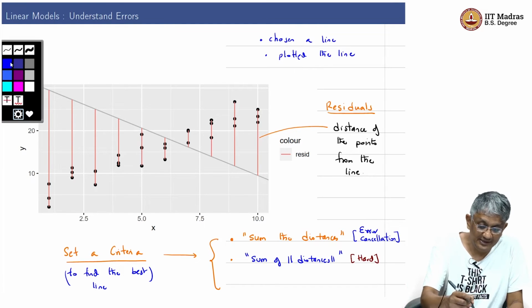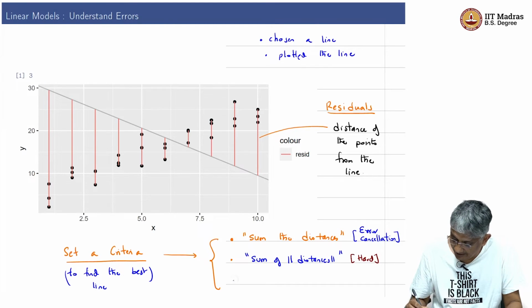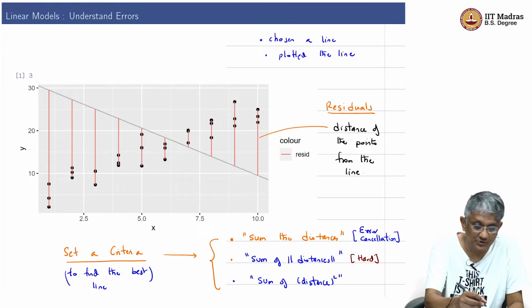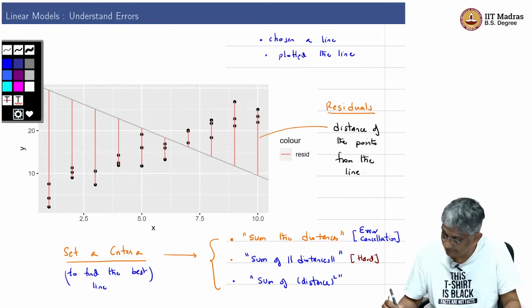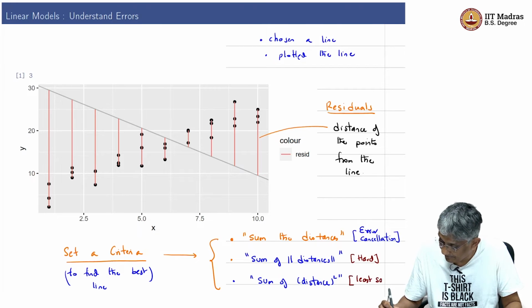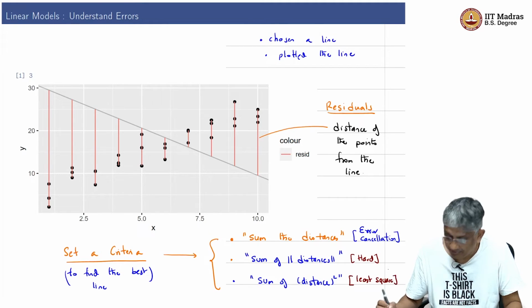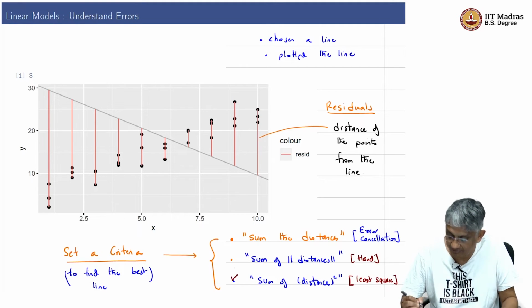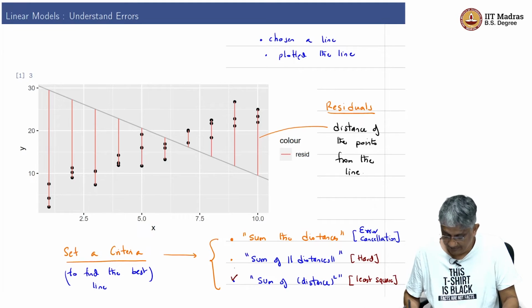What turns out to be the easy one is the one that I'll do next, the sum of the square distances, and that's called the least square line. This turns out to be the thing that you'll always try to do.